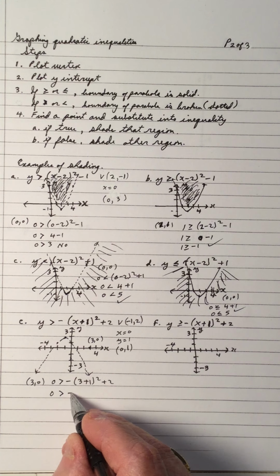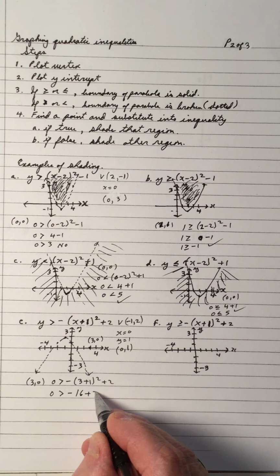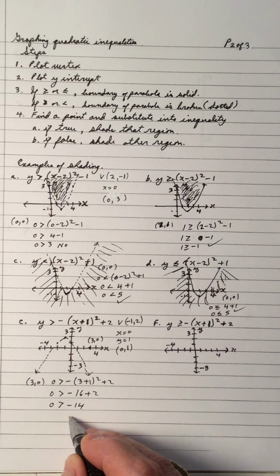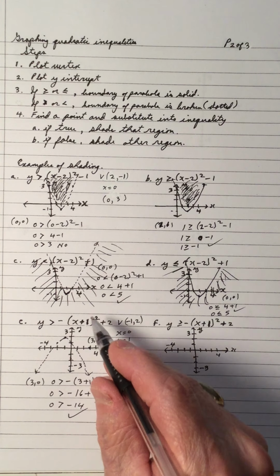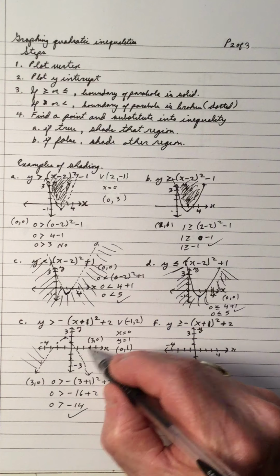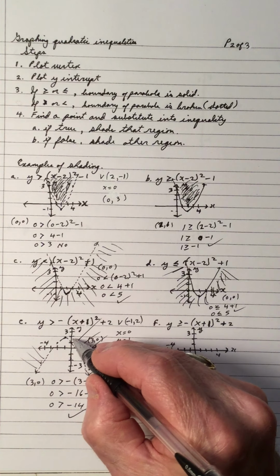0 is greater than, and that's 4 squared, 16, negative 16 plus 2. 0 is greater than negative 14. That's true, and that means this point is in the graph. So the shading, this point is here, so we'll shade. There it is.